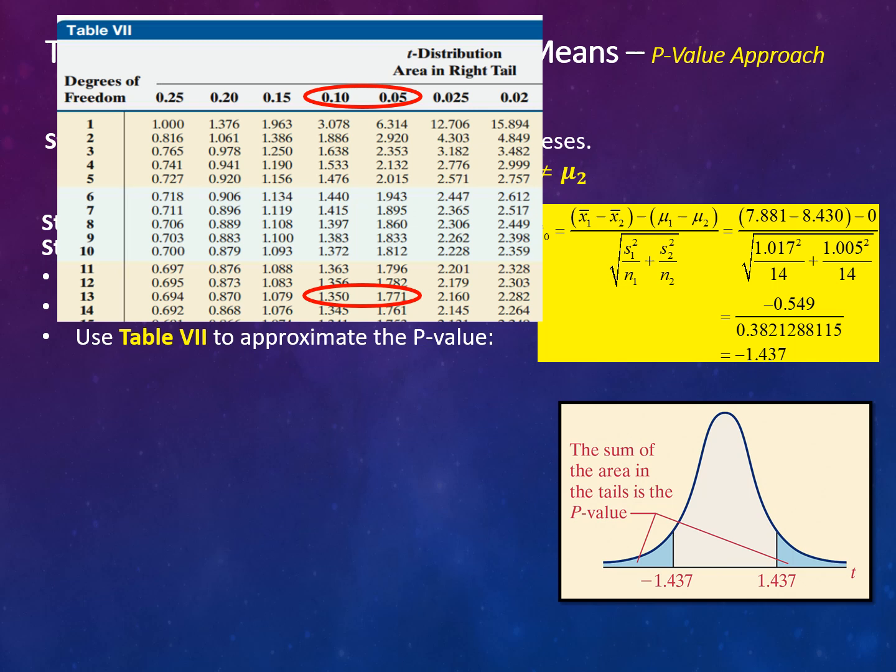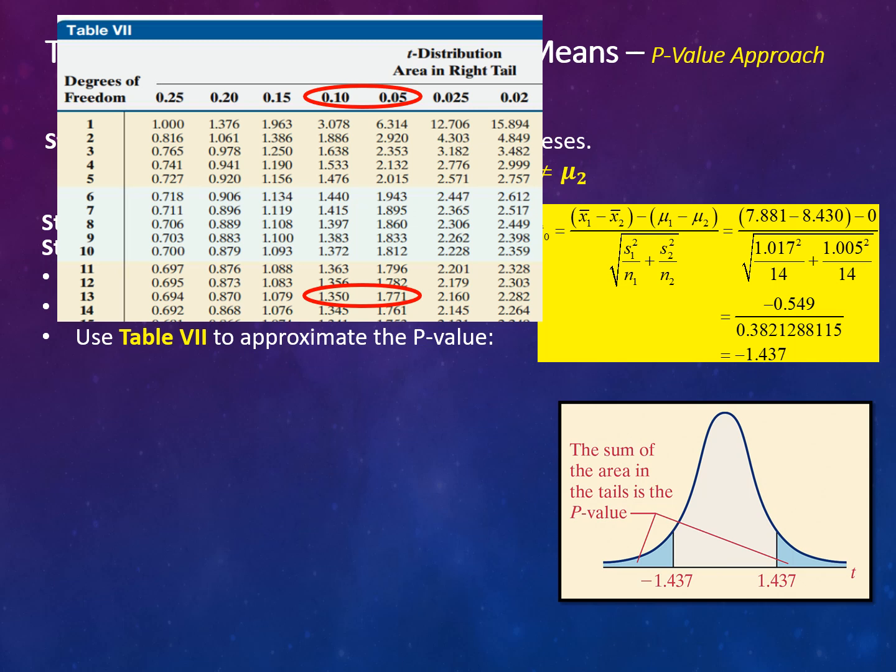So here we use the test statistic and the degrees of freedom, which is 13. 14 minus 1 is 13, right? The sample size minus 1. Since they're both the same, it doesn't matter which one we use, but if one was a smaller sample size, we would use that one. So we go across the row trying to find the value of negative 1.437.